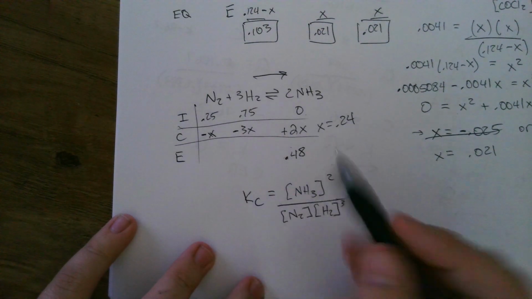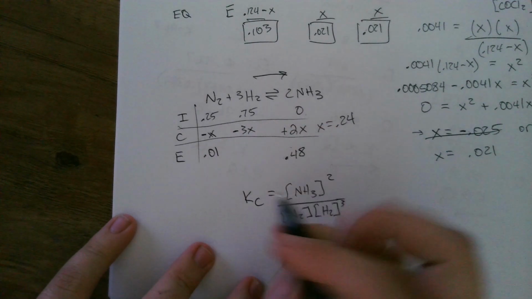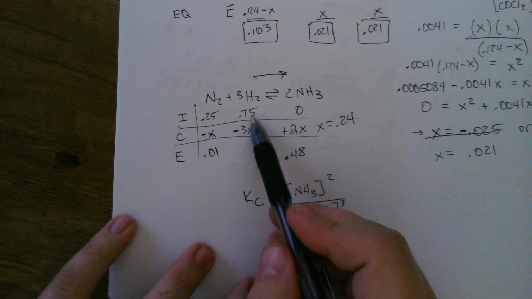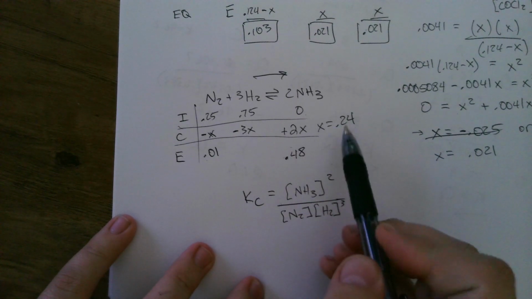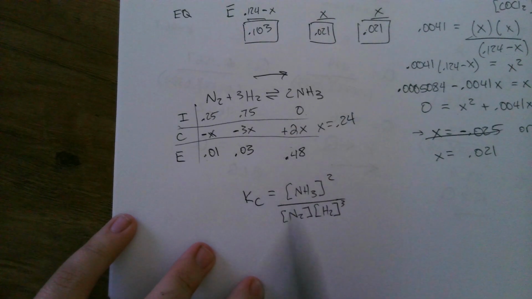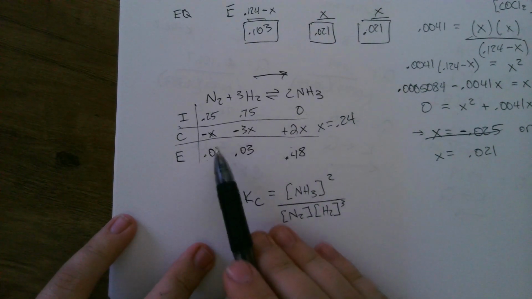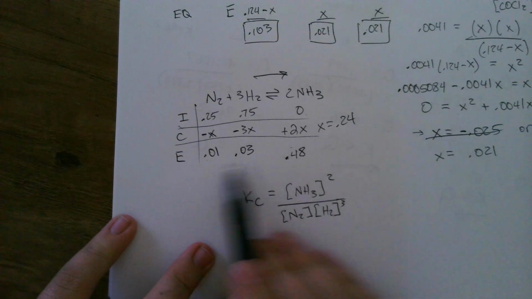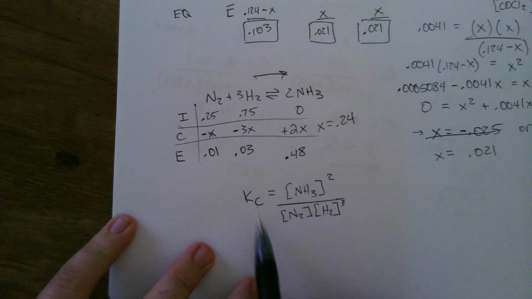So this one is losing X. Okay? So it's losing 0.24. It's left with only 0.01 as its equilibrium concentration. This one's losing 3X. So it's losing 3 times that, which is 0.72. It's only left with 0.03 molar concentration. So this time, without having to do all that complicated math, I was able to figure out my equilibrium concentrations, which now I can plug into this.